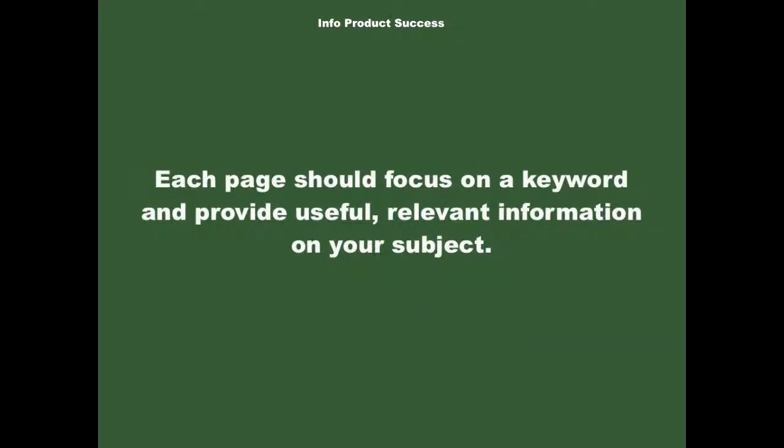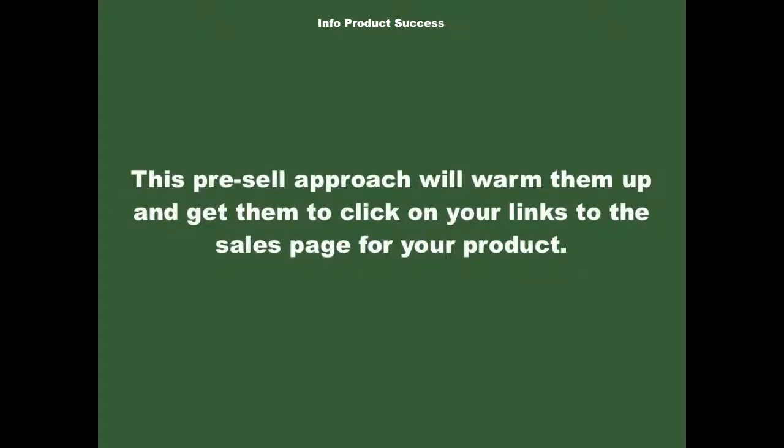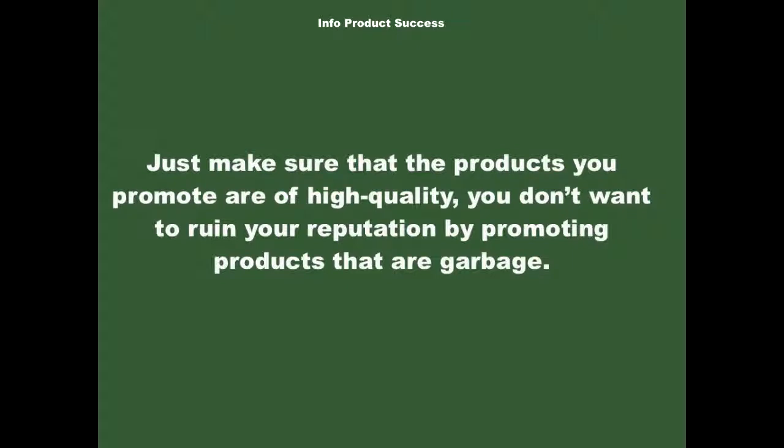Each page should focus on a keyword and provide useful, relevant information on your subject. For example, if your product is about curing gout, you could create pages giving out tips on how to deal with gout, but not quite giving the full cure. This pre-sale approach will warm them up and get them to click on your links to the sales page for your product. You can also use this method to promote affiliate products as well. Just make sure that the products you promote are of high quality. You don't want to ruin your reputation by promoting products that are garbage.